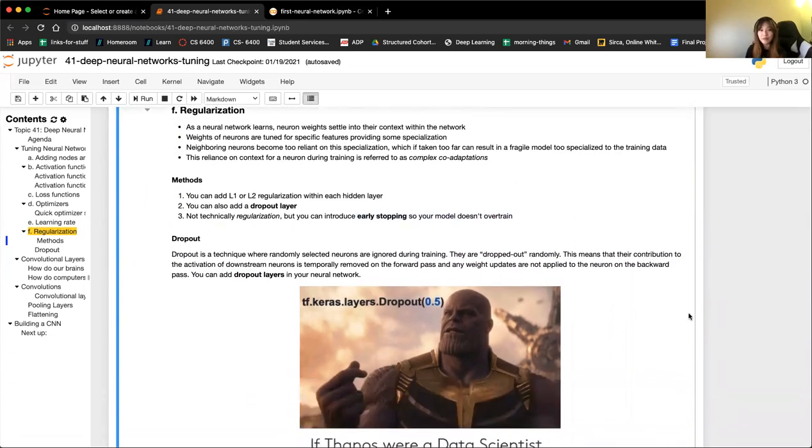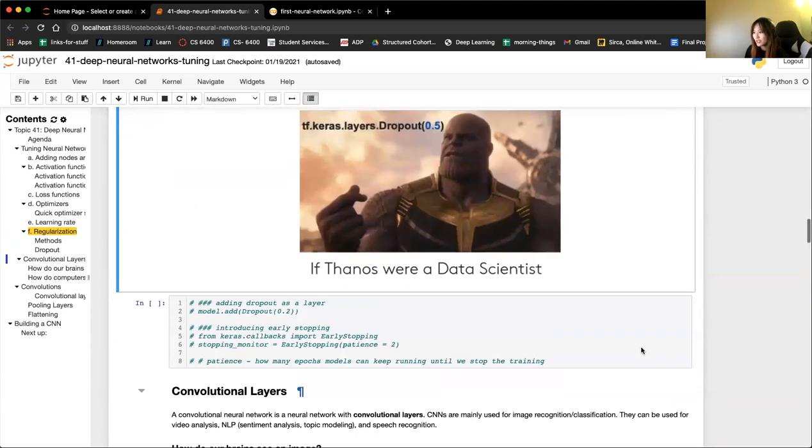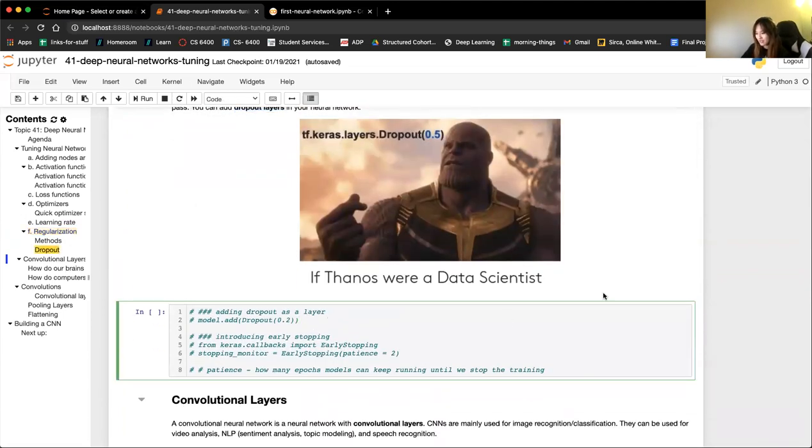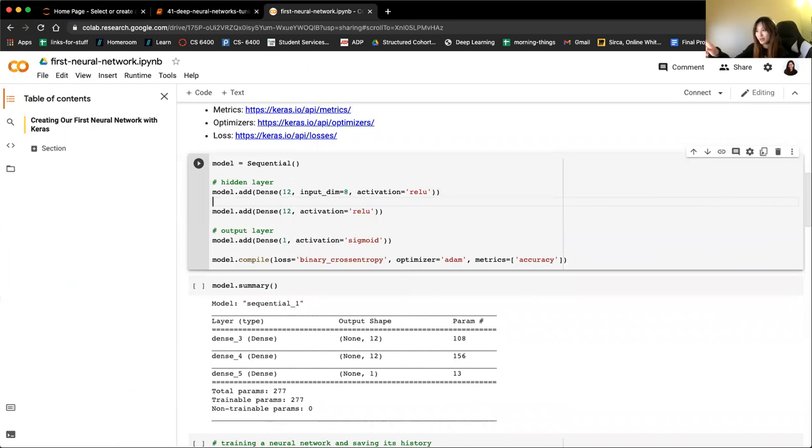So first, let's talk about dropout. Dropout is a technique where randomly selected neurons are ignored during training, so they're dropped out randomly. This means their contribution to the activation of downstream neurons is temporarily removed, and therefore their weights are not updated during backpropagation. You can add dropout as a layer in your neural network. Let me see if I have an example. In your model, you'll just do model.add dropout. For example, I could put a model.add dropout here.